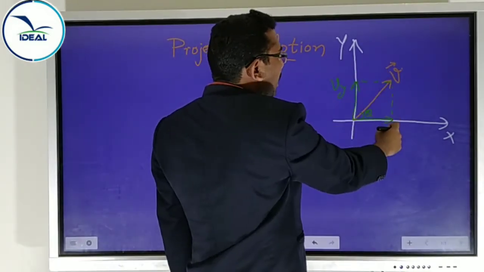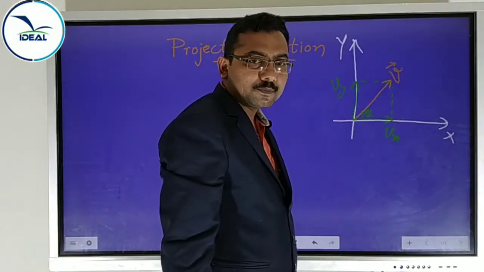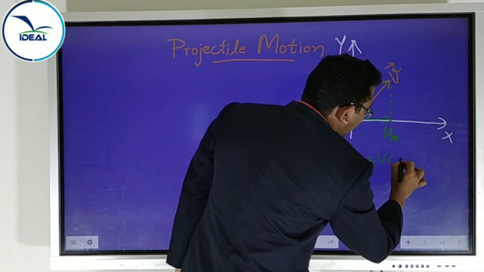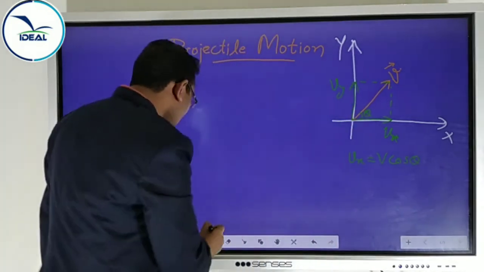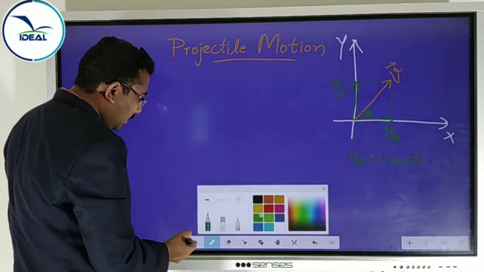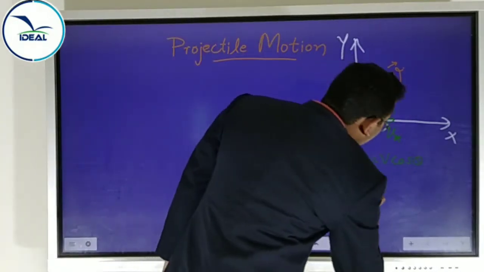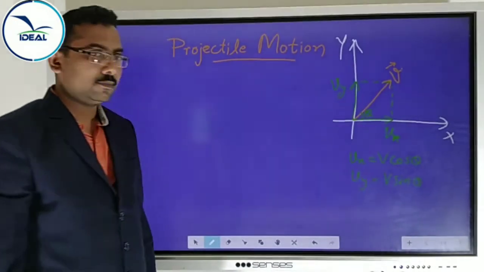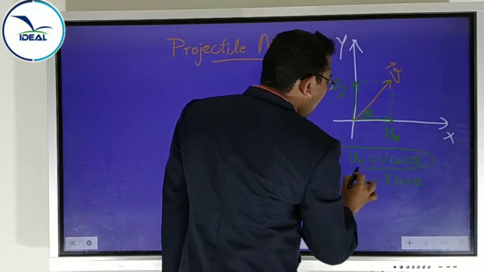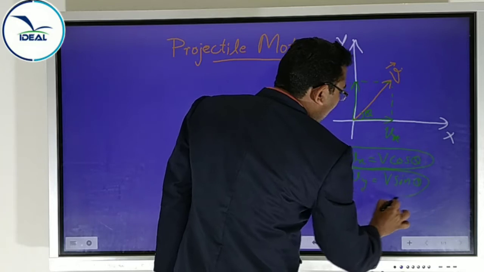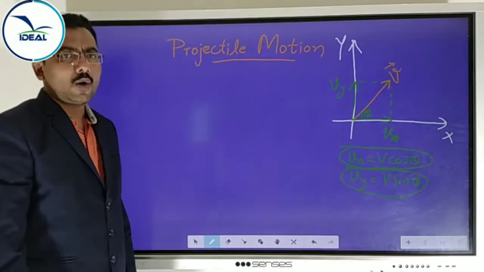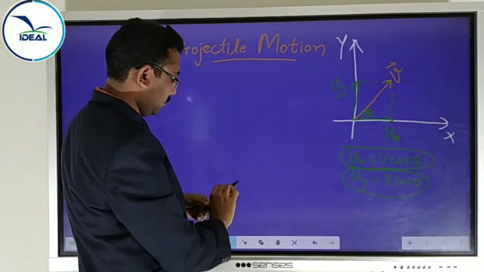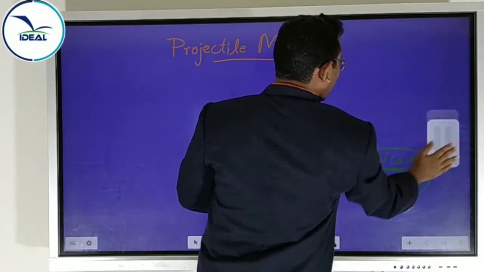This velocity we can split into Vx and Vy. You can write Vx equal to V cos theta. I already noted this in the previous lesson, please watch. Vy equal to V sin theta. Vx is called the horizontal component of velocity. Vy is called the vertical component of velocity. Let us see the projectile motion.